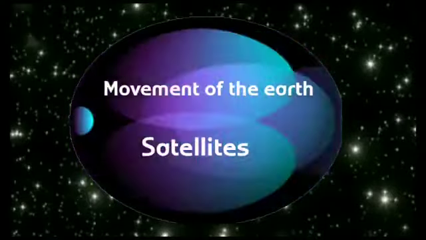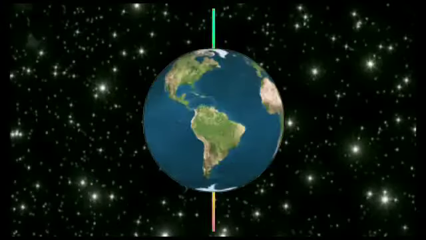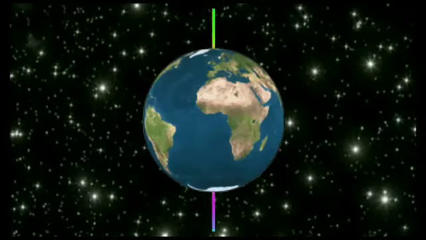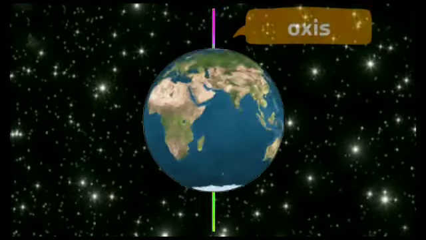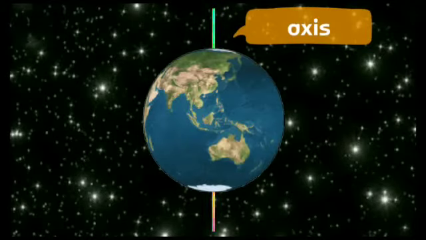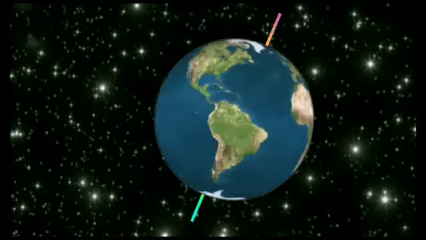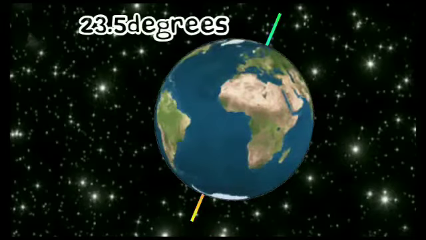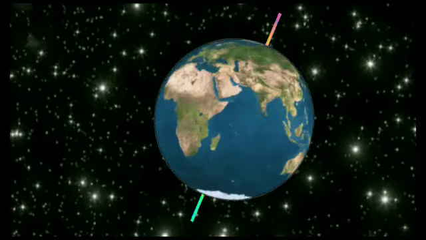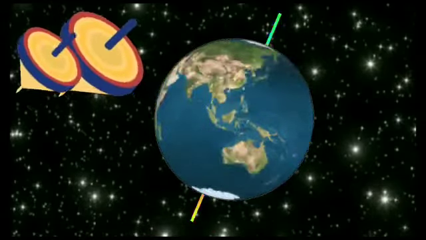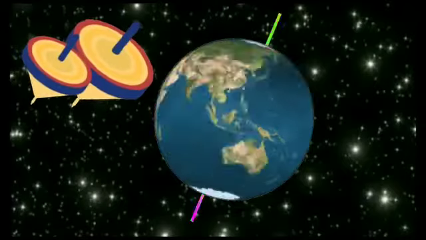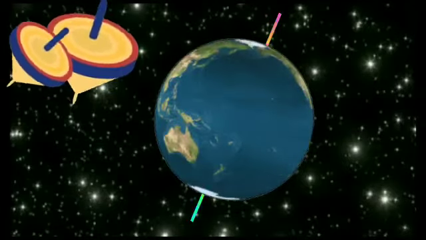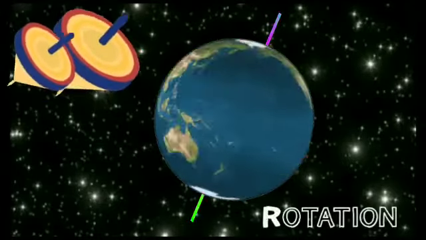So let's proceed. Imagine a line passing through the center of the earth. This imaginary line is called axis. This line is not straight but tilted at an angle of 23.5 degrees. And our planet spins around on this invisible line just like a top. This circular movement of the earth on its own axis is called rotation.